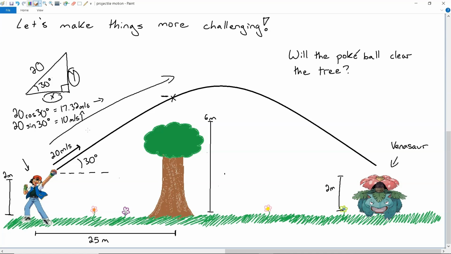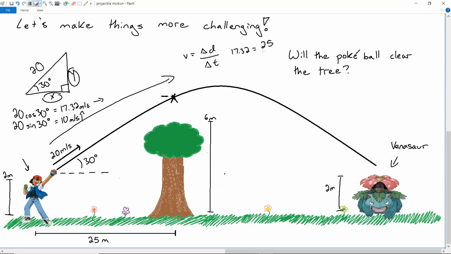But because we're not solving for any max values, I can't assume that our vertical velocity ends up being 0 in this situation, because I don't know for certain that 25 meters away from Ash, the ball is at its max height here. What I can do is figure out how long it takes the ball to reach that point. And I'm going to use the horizontal velocity this time. We're just going to need our basic v = delta d over delta t equation. Because I know the velocity is 17.32 meters per second, and based on the fact that we can ignore resistance, this horizontal velocity is constant.